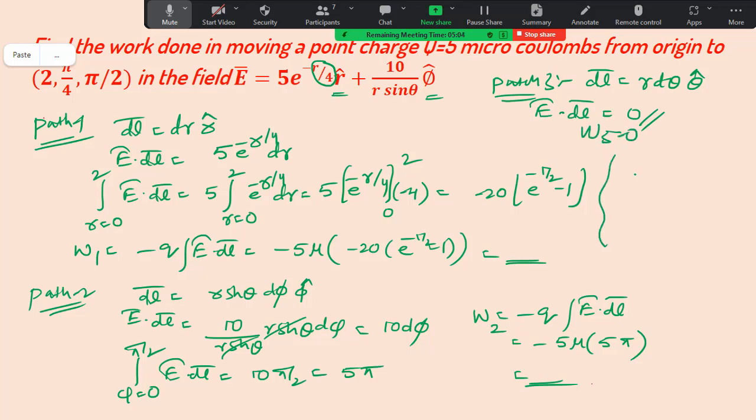So the total work done W is equal to W1 plus W2 plus W3, which is the summation of W1 plus W2. This is around 117 like that you got. Minus 117 or plus 117 joules like that you will get.